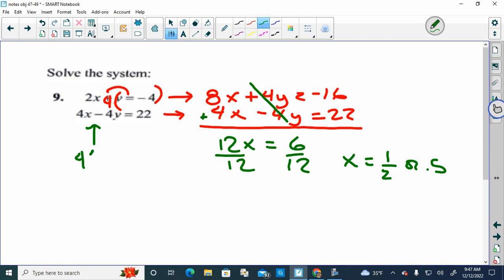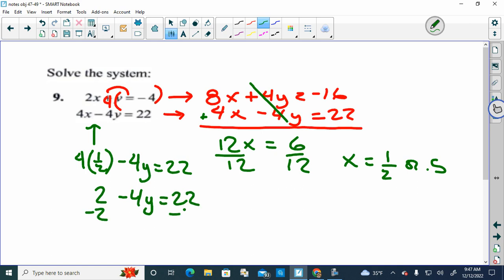So if I go 4 times 1/2, taking half of 4, minus 4y equals 22. Well, 4 times 1/2 or 4 times 0.5 would give you 2. So I'm going to subtract my 2, subtract my 2. That gives me 20. And then to get my y by itself, I divide by negative 4. So that means my y is a negative 5.